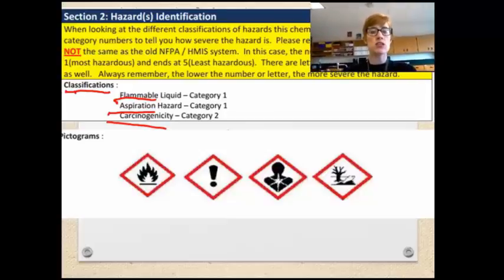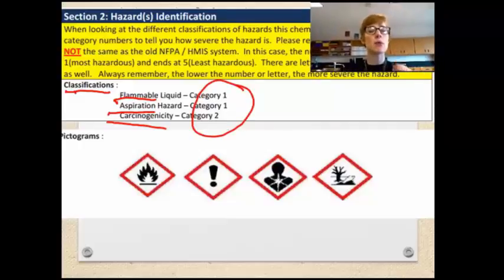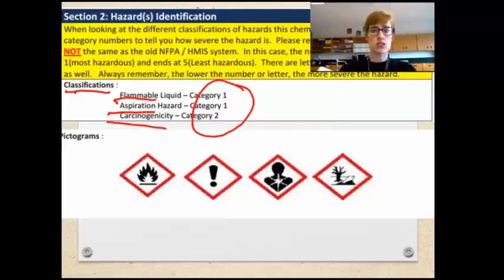So we see that there's category numbers here, right? There's category 1, category 2. These numbers are not at all related to the diamond that we just talked about. Okay, so remember the diamond numbers go from 0 to 4.